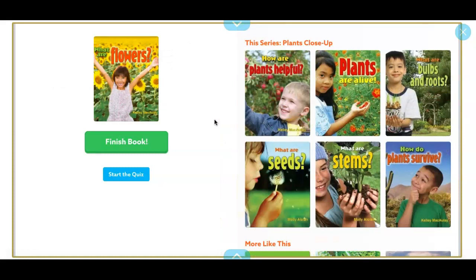So that was a video talking about the flower. So again, the function of the flower is to make seeds to make new plants. So its function is to make the seeds so we can have new plants.